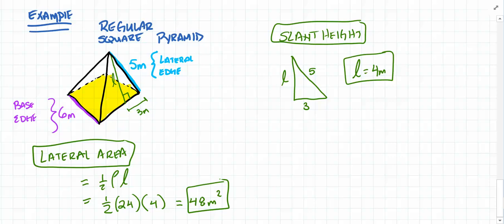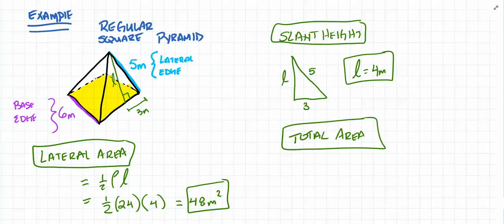Okay, total area. How do you find the total area? We found the 2 things that we need already. Total area is the lateral area plus the area of the base. Have we found the lateral area? Yes. What is it? It's 48 meters squared. What's the area of the base? It's 36 meters squared. Very good. Therefore, the grand total is 84 what? Very good. 84 meters squared.